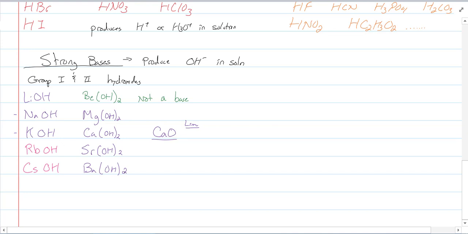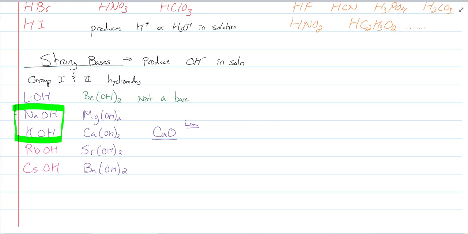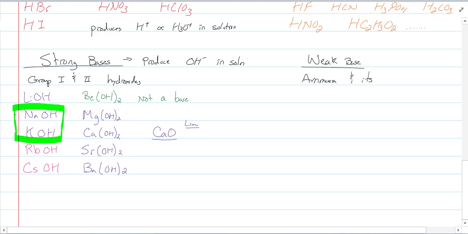Now they're strong because they react 1-to-1 with an acid, but they don't dissolve well. The two most common ones, again, are sodium and potassium hydroxide. Those are your two most common strong bases that you would use in a lab setting. Weak base is ammonia and its derivatives.